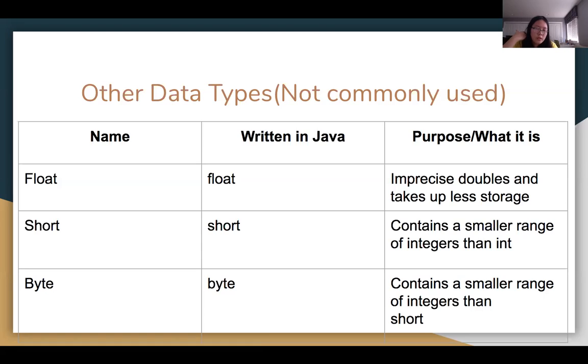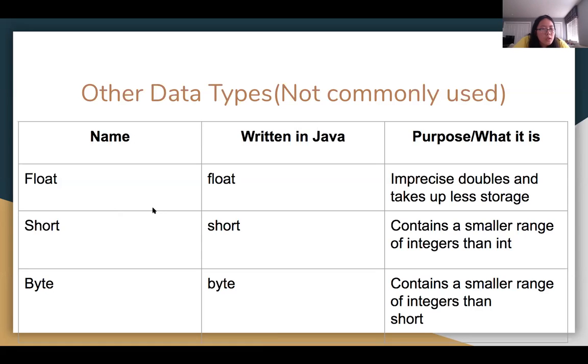So imprecise doubles meaning that there might be round off errors, which means that they don't give you the correct answer. So like if you had long decimal numbers after the decimal point, then it might round some of it off just because it's imprecise. But generally though, it takes up less storage. So if you were to use float, it would probably be because you're trying to use less storage. Storage meaning computer storage, meaning that it takes less computer space and could possibly make your Java program faster to execute.